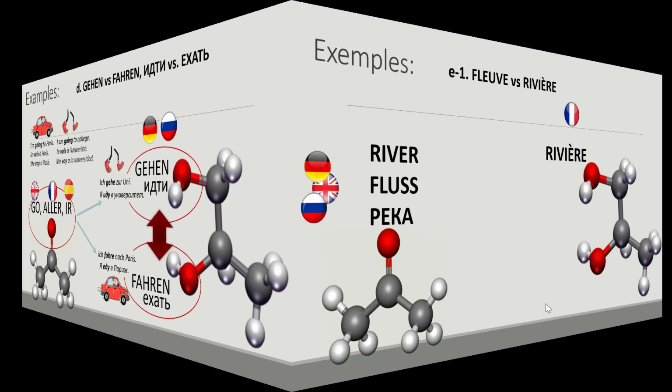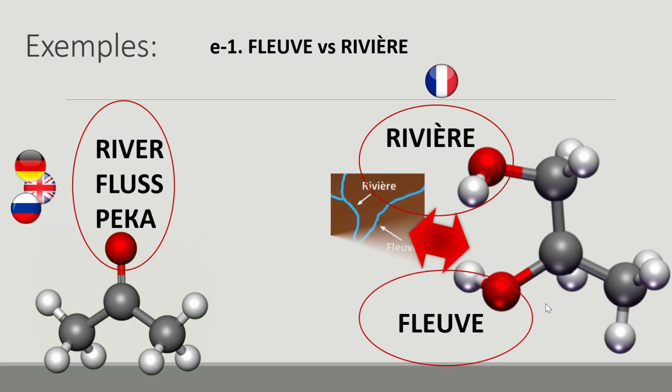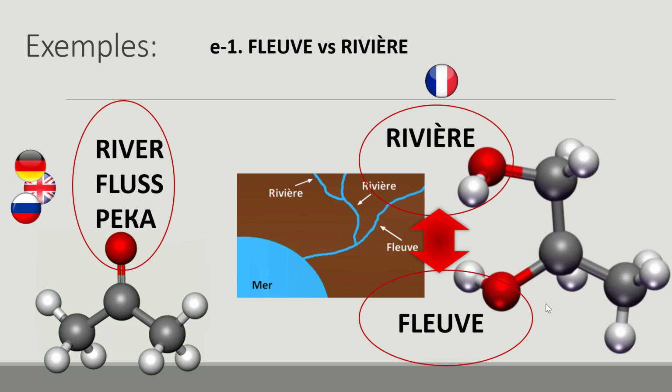The value of the French word rivière is not the same as its English, German, or Russian equivalents: river, Fluss, and reka. Because in the French language system, the word rivière is opposed to fleuve. A rivière is a stream that flows into another stream, while a fleuve flows into the sea or ocean. This meaning distinction is not relevant for German, English, and Russian, which have only one word for both kinds of streams.